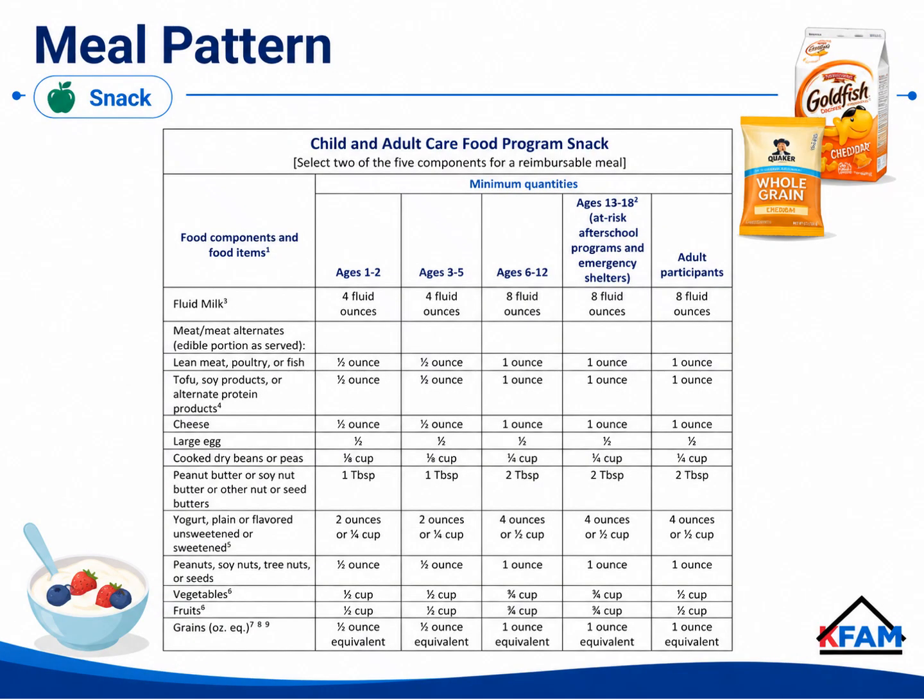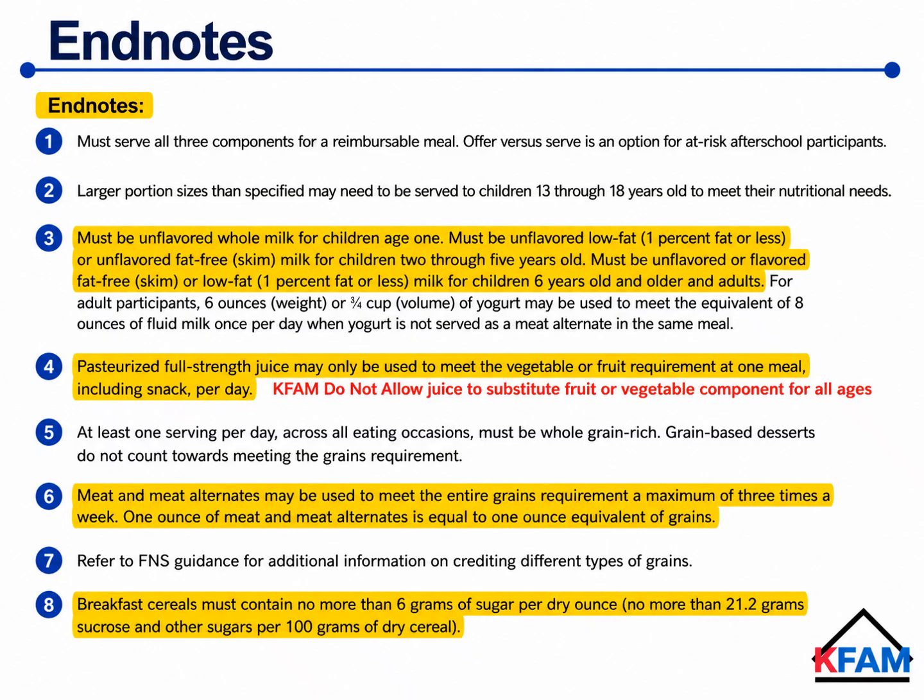This slide explains the Child and Adult Care Food Program snack meal pattern requirements. To serve a reimbursable snack, select any 2 of the 5 food components: fluid milk, meat or meat alternates, vegetables, fruits, or grains. This slide reviews important endnotes for the Child and Adult Care Food Program meal patterns.